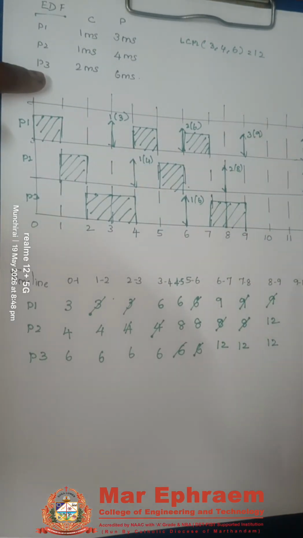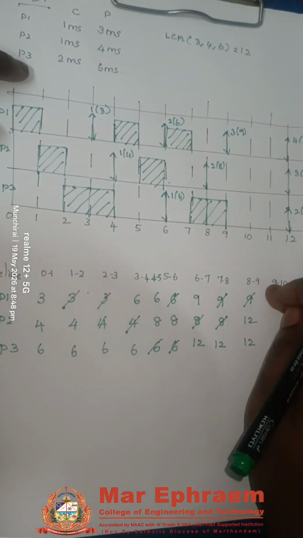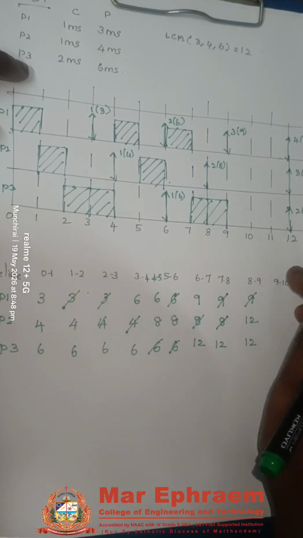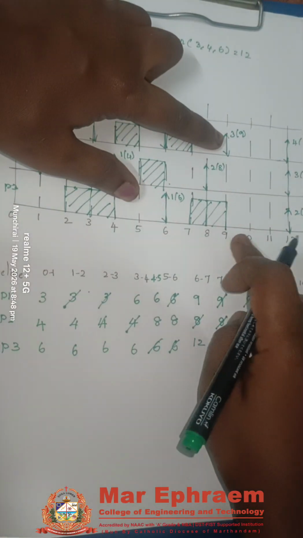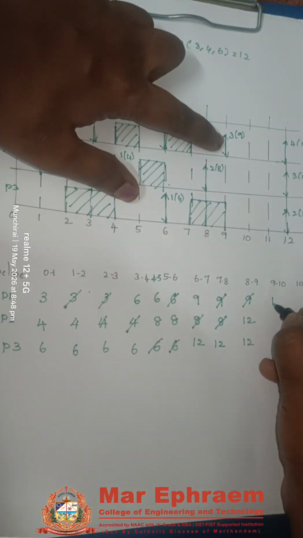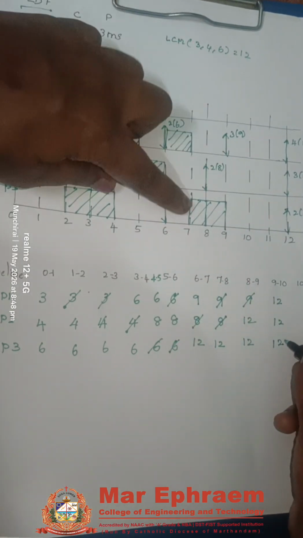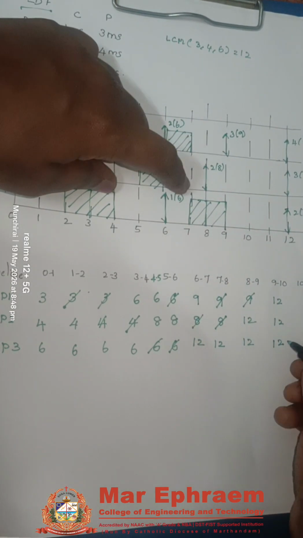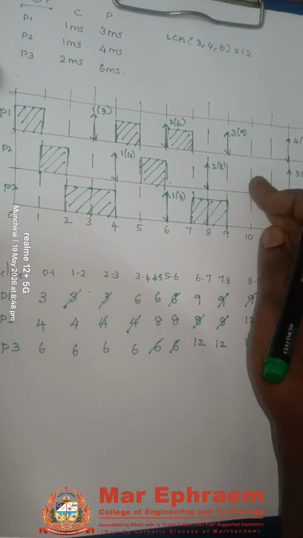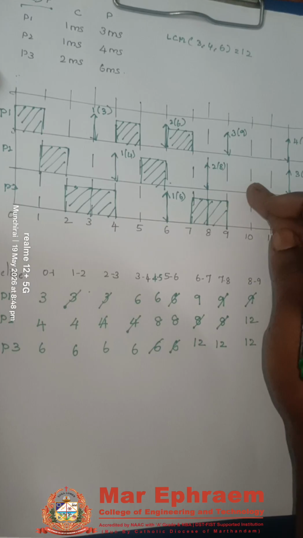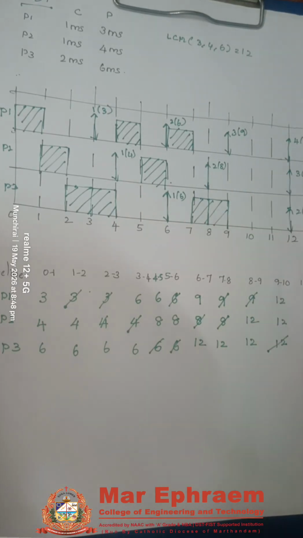Okay, next we go to the next cycle, that is the next timeline, 9 to 10. Now when you see here, again we are just going to update the priority. In this gap, the next deadline is 12. This is also 12 and this is also 12. And P3 is already over, so we need not go with that one again. We cancel out P3.